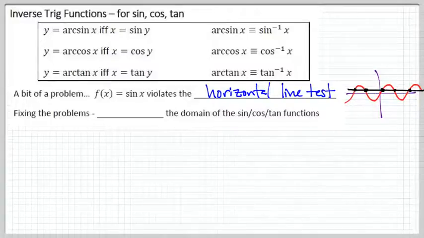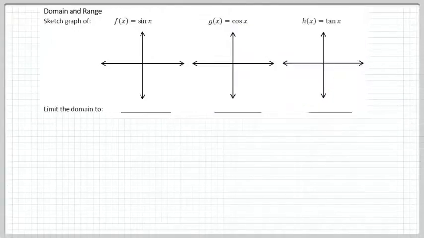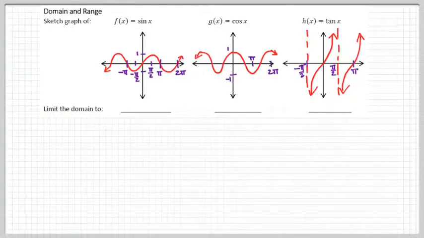So what we really need to do is limit the domain of the sine function. So basically we're going to think about how we limit things so that now this graph has been reduced, so we only get one solution when we have a horizontal line cross through it. So here are the three parent graphs for sine, cosine, and tangent. And you see that they, again, all fail the horizontal line test. So we need to resolve this.